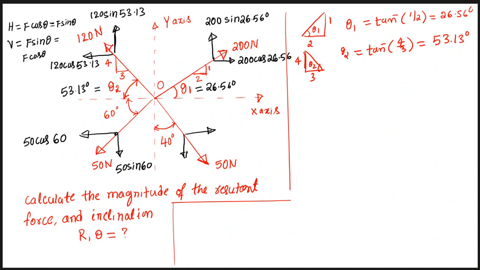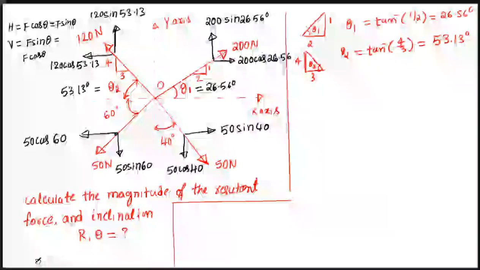So here, the horizontal component is F sin theta. F is 50, and theta is 40 degrees. The vertical component is F cos theta, so F is 50 cos 40 degrees. Sorry, the angle here is 40 degrees. Now calculate sigma Fx value.